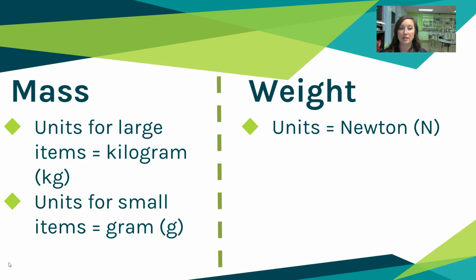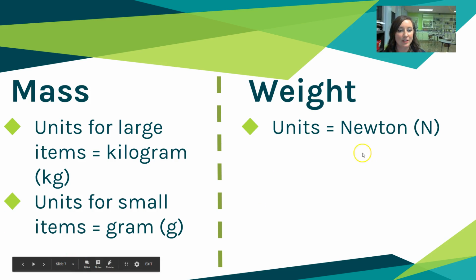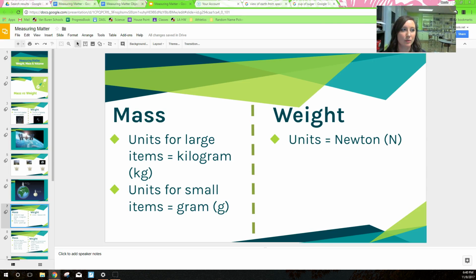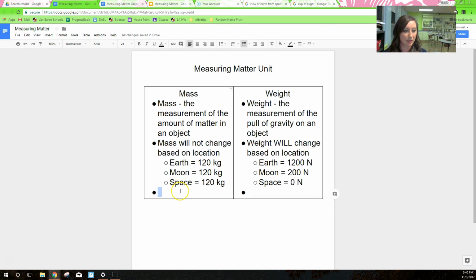For weight, you can see that they're using the Newton, and that recognizes Sir Isaac Newton. I'm sure you've heard of this scientist. He was one of the first to start thinking about gravity and what gravity actually was. So they're giving him a little bit of recognition for discovering gravity in the first place, and that's why we use his last name as the unit for weight. Even though we're not going to be tested over this, I do want to put this in your notes because it is going to be kind of important.